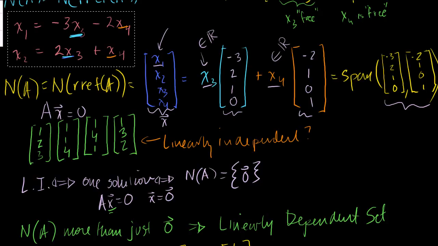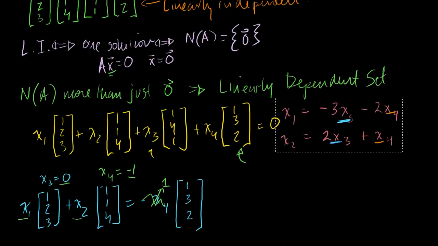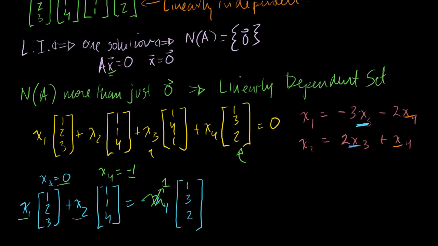Edit, copy, edit, paste. There you go. Let me scroll down a little bit. This is what we got when we figured out our null space. Remember, these are the free variables. If I set x3 equal to 0 and x4 equal to minus 1, what is x1? Then x1 is equal to minus 3 times x3, that's just 0, minus 2 times x4. If x4 is minus 1, x1 will equal 2. And x2 is equal to 2 times x3, which is 0, plus x4, so it's equal to minus 1.